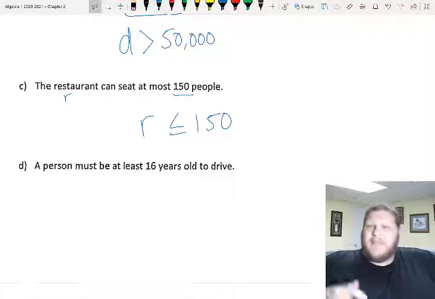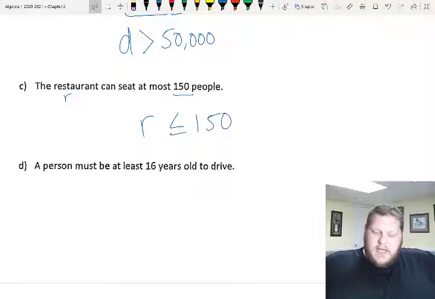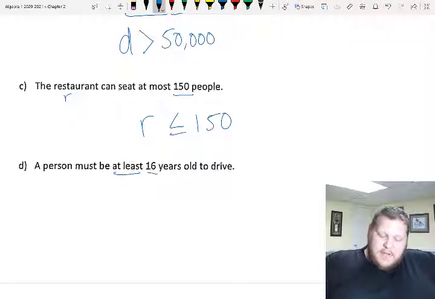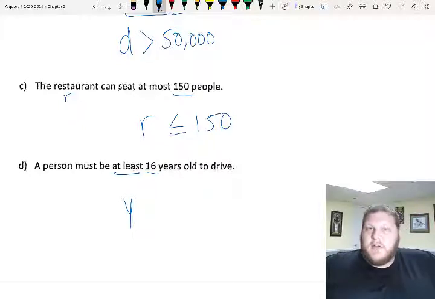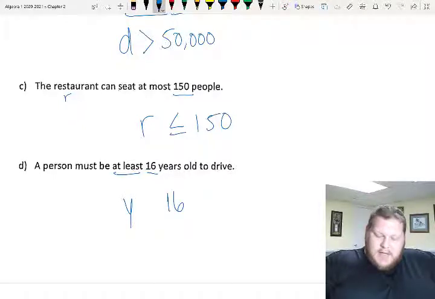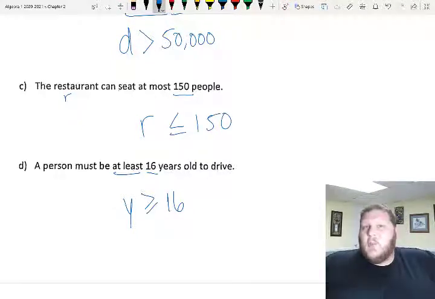For part D, it's kind of the flip side of this. In this case, a person must be at least 16 years old in order to drive. So let's just say Y is how many years old they are. In this case, how it relates to 16, you are able to get your driver's license, you're allowed to drive if you're greater than 16 or if you are exactly equal to 16. But we couldn't have it be the other way around. Legally, we couldn't drive before we were 16 years old. So that Y value that represents how many years old we are has to be 16 or bigger. So that's where that at least comes from.